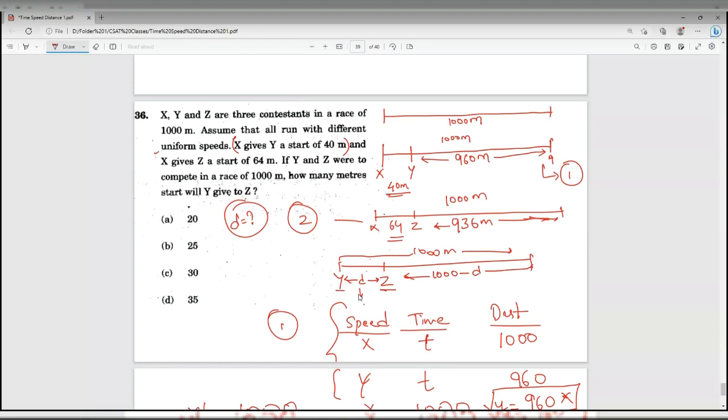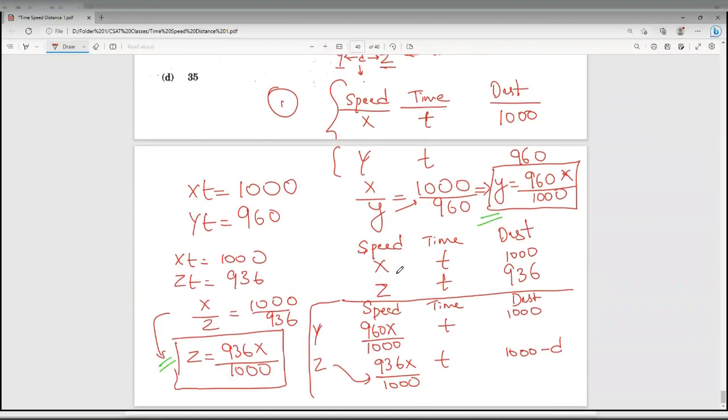For example, let's say y has given 50 meters of head start to z. So z is standing here 50 meters from y. So z has to travel only 950 meters to complete the race, whereas y has to travel 1000 meters to complete the race. I hope this is clear.